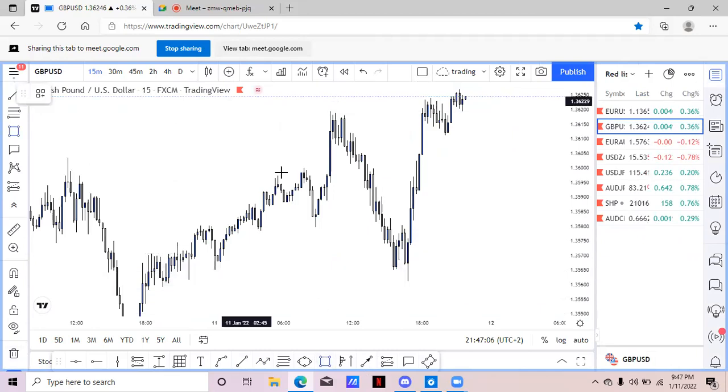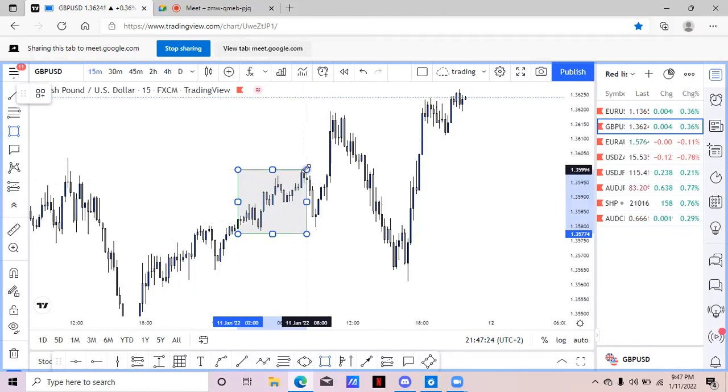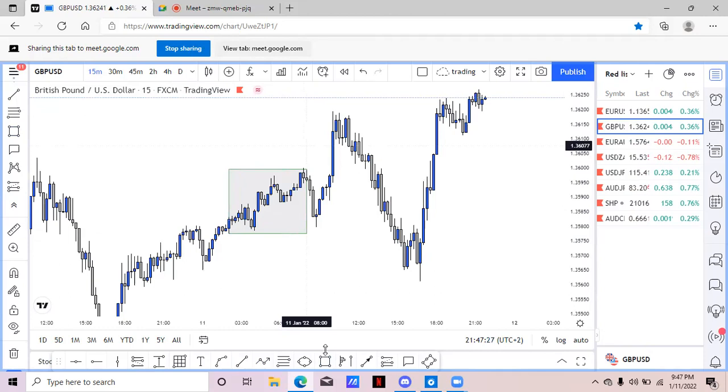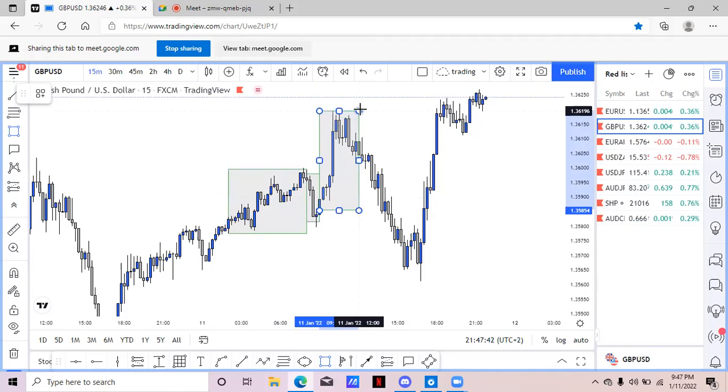So whatever happened here was our normal schematic of Asian sessions. Asian session from this time up until here. See, this was Asian session, and then this here was the Frankfurt session I told you guys about. And then what happened? The London session manipulated to the upside, up until here.